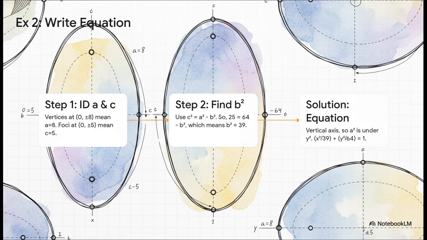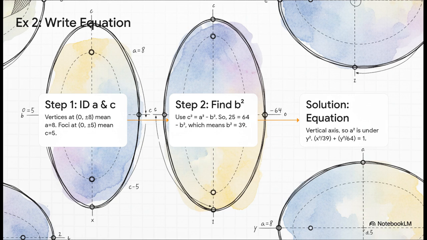Now let's try working backwards. This time, we're given the vertices and the foci. Okay, so the vertices are at ±8 on the y-axis. That tells us two things right away. a equals 8, and our ellipse is vertical. It's a tall one. The foci are at ±5, so c equals 5.